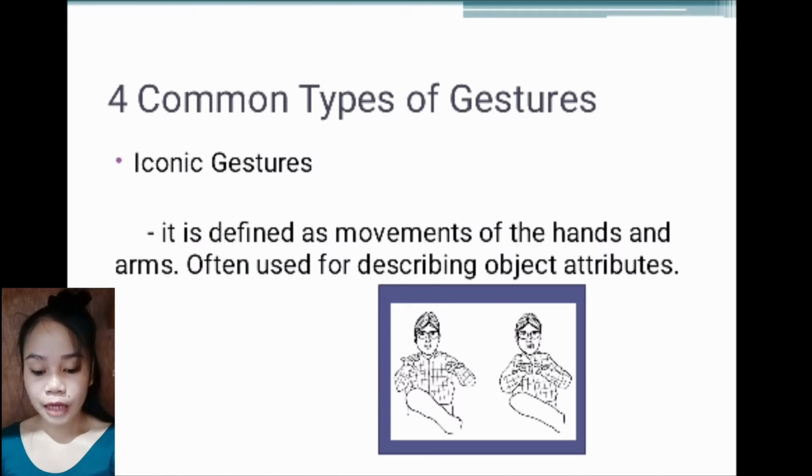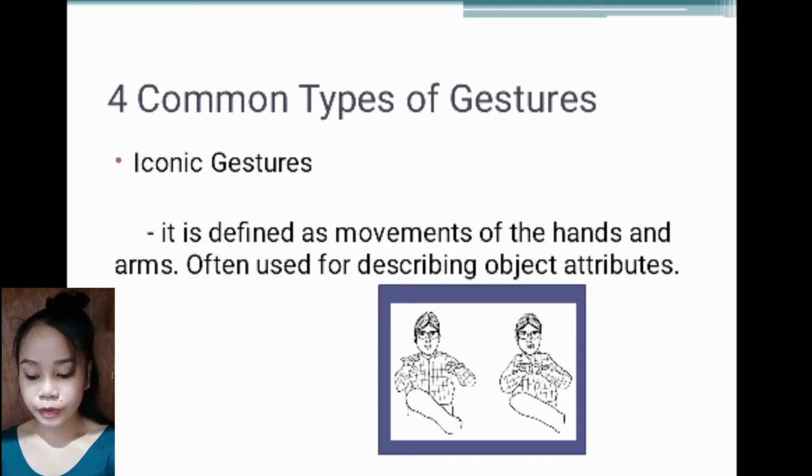According to David McNeill, there are 4 types of gestures. First one is iconic gestures. Iconic gestures is defined as movements of the hands and arms and often used for describing object attributes. It is seen to be a reflection of the meaning of what is said. For instance, we make a shape of a box.